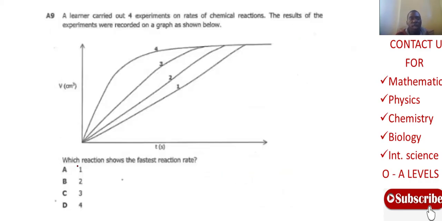We proceed. Elena carried out 4 experiments on rates of chemical reactions. The results of the experiments were recorded on a graph as shown below. So when you look at this graph, you can tell that this one started very fast, followed by 3, 2, then 1 was the least. Which reaction shows the fastest reaction rate? So this one was clearly D.